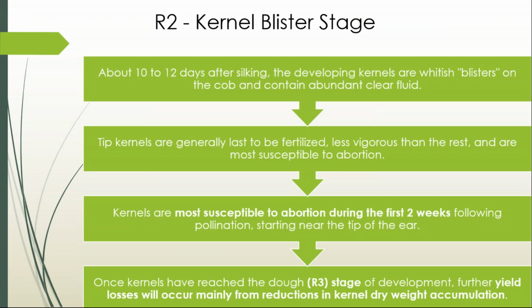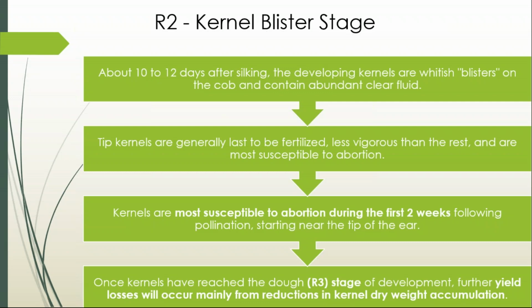So that takes us to R2, the kernel blister stage. This is a little sequence of development. About 10 days after silking, we have the blisters, what we call the blister stage, R2. Tip kernels are generally last to be fertilized. They're less vigorous than the rest, and they're more susceptible to abortion. Kernels are most susceptible to abortion during the first 2 weeks following pollination, and that abortion, as stated, would occur primarily at the tip of the ear.